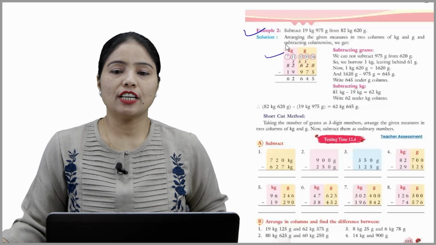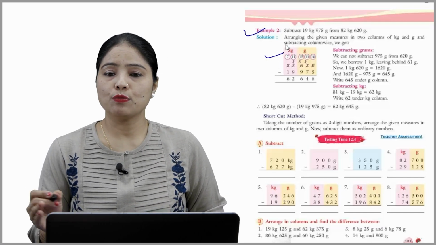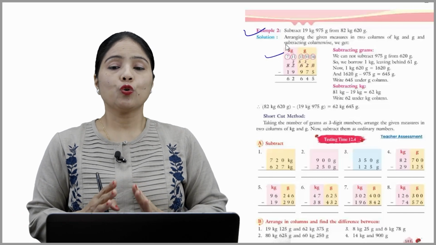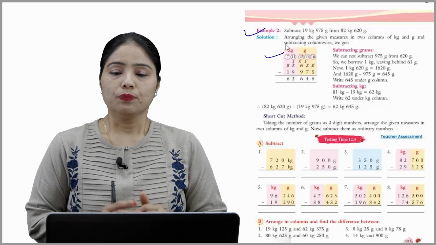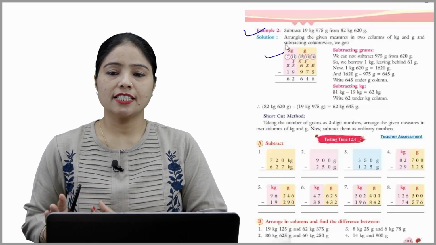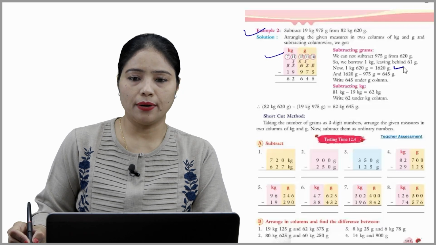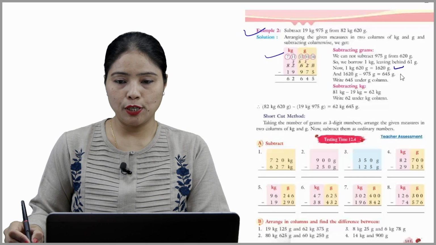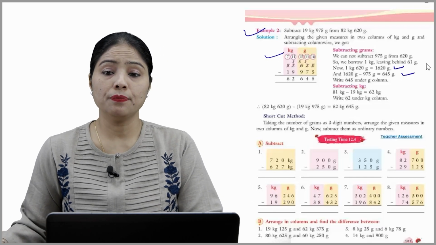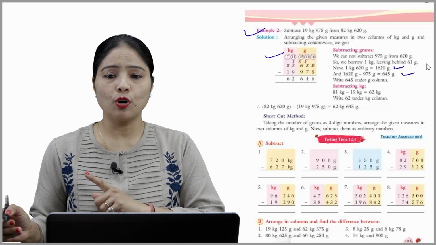So subtracting gram. We can't subtract 975 gram from 620. So we borrow 1 kg, leaving behind 81 kg. So now 1 kg 620 gram means 1620 gram. And हम क्या करेंगे? दोनों को माइनस करेंगे. So हमारी वैल्यू आएगी 645 ग्राम. After that we just write 645 under the gram column.